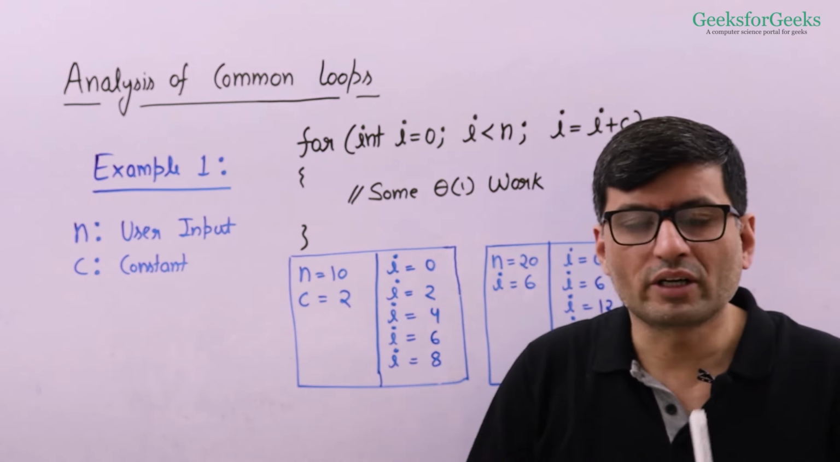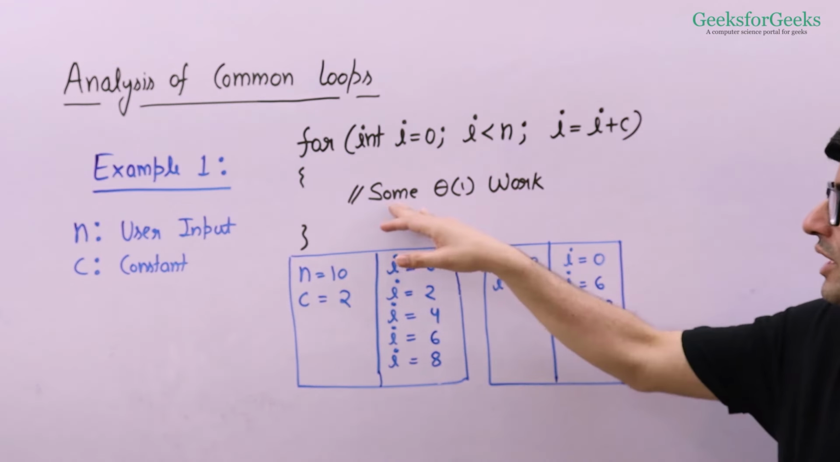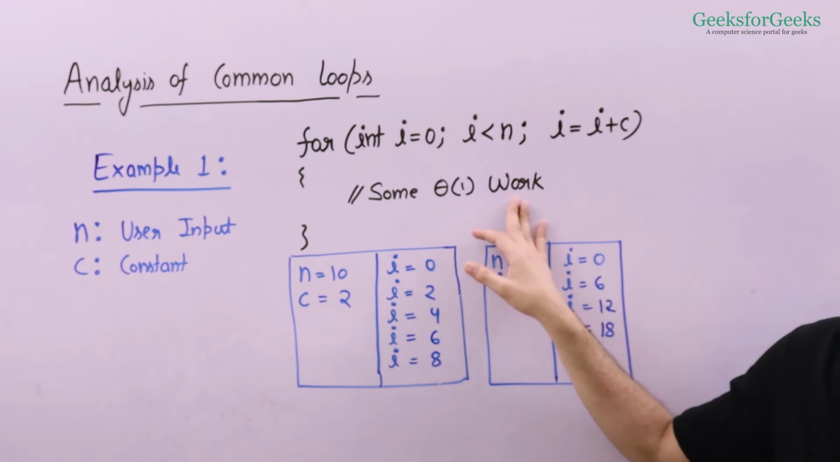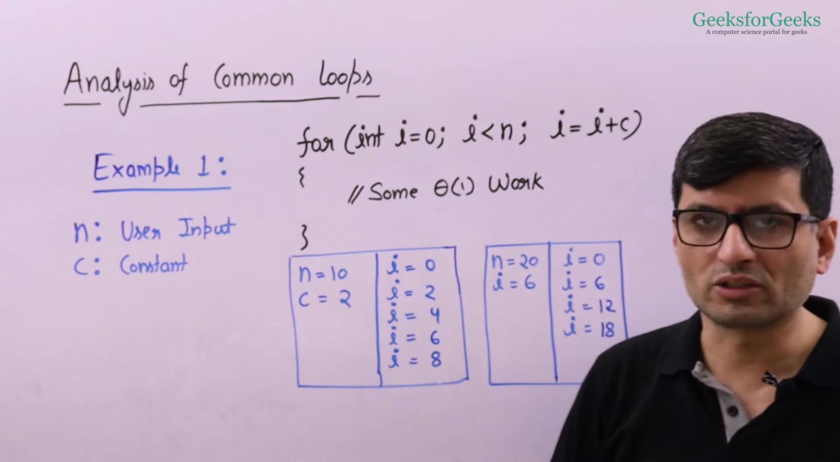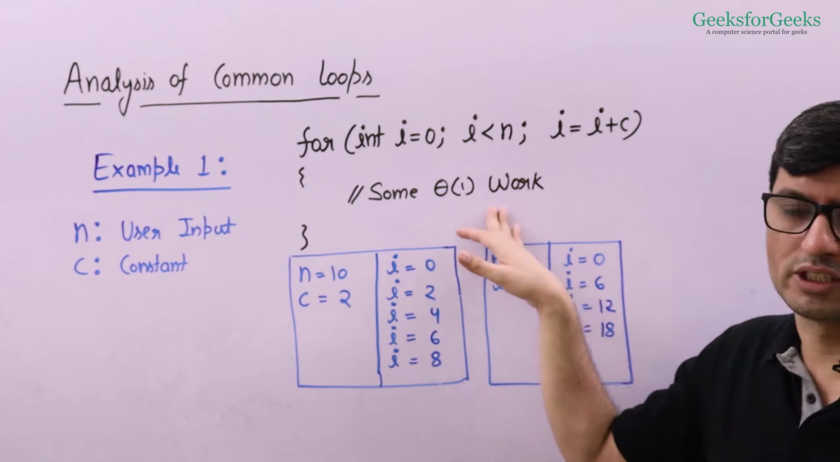Please pause this video and try to find out order of growth of this loop. You may assume that we are doing some constant work or theta 1 work inside the loop. We are not running another loop or any function call or anything. We are simply doing a constant amount of work.